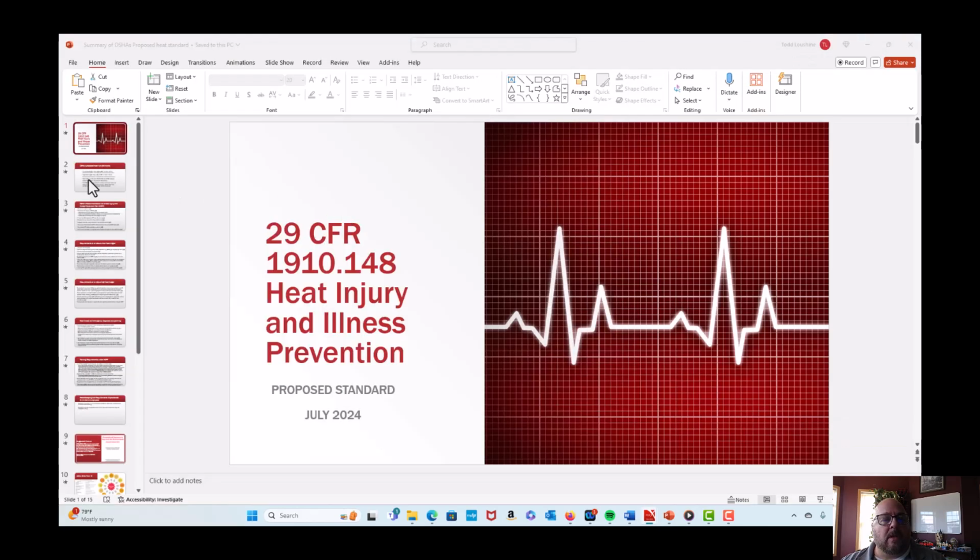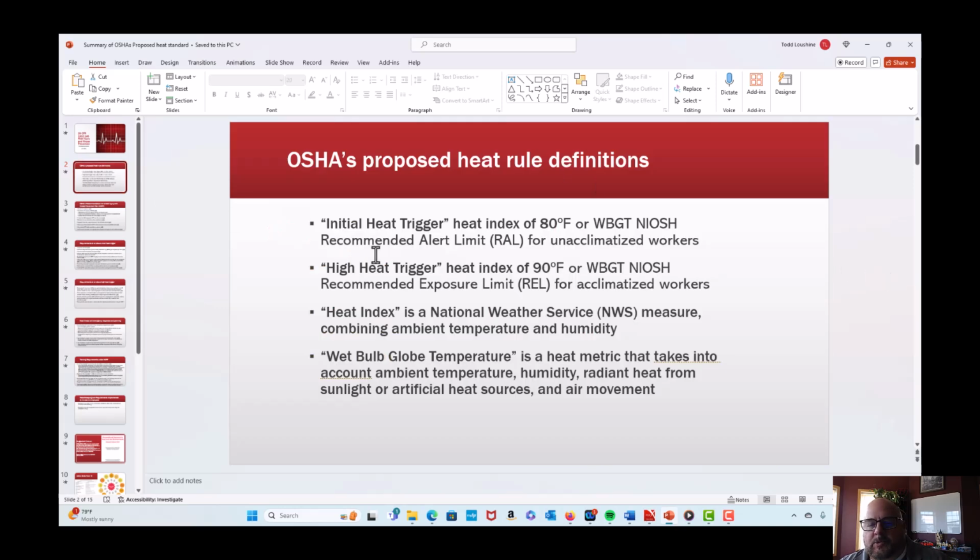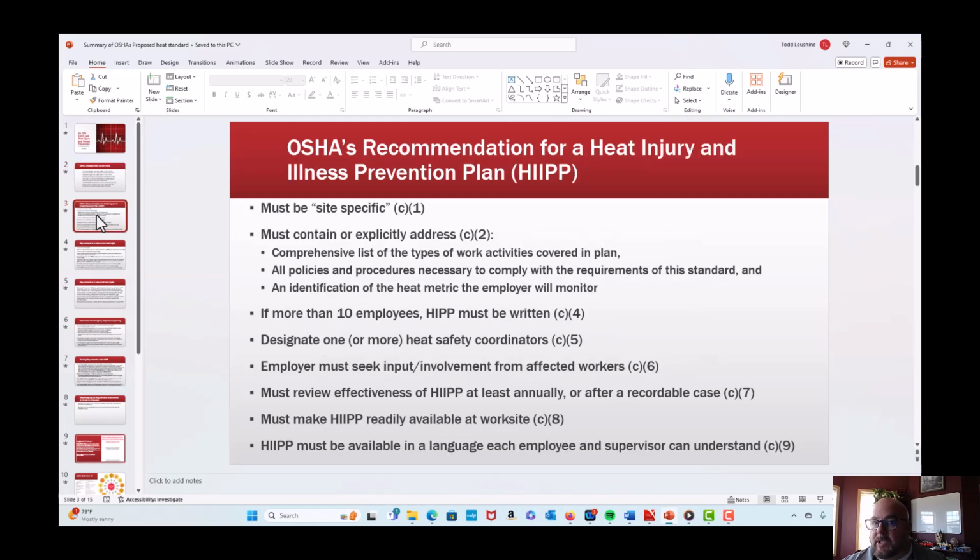So what are some of the main parts? Now, this is for, again, the plant that I'm working at or helping out. So I defined things like initial heat trigger, high heat trigger, heat index, and wet bulb globe temperature. Even though we're not using wet bulb globe temperature, we're using heat index, it's good to know what it is because a lot of the standards refer to it.